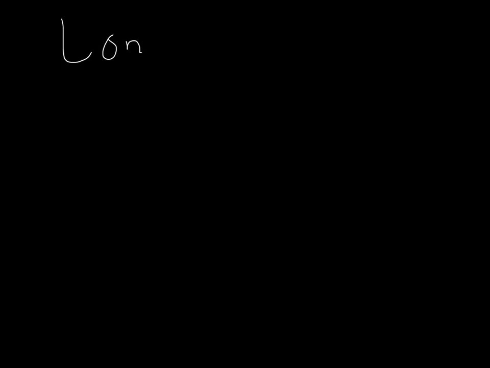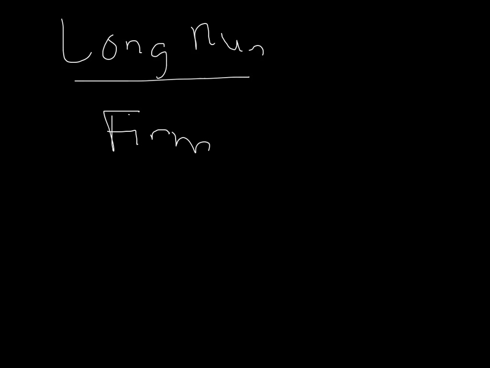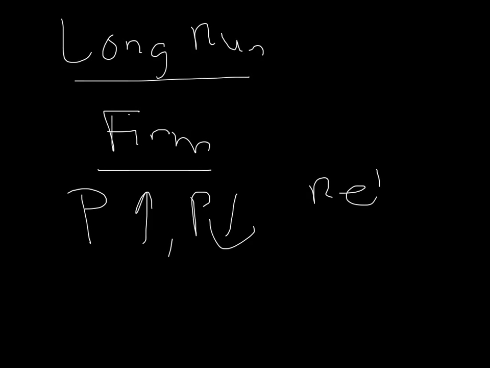So for the long run, for the firm, what happens if we started off at a normal profit? Price is actually going to first increase, but then price decreases. But your answer is, in the long run for the firm, price returns to the initial equilibrium level.